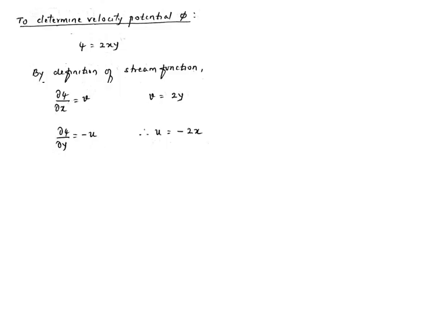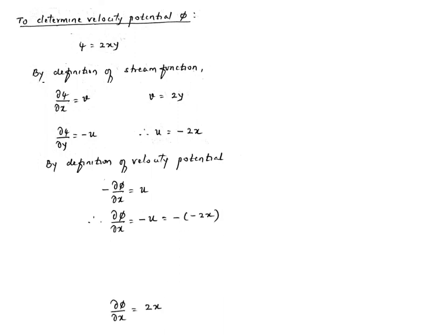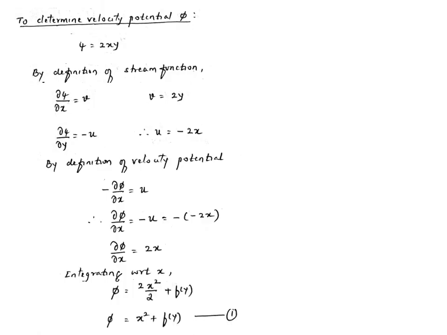So now we know the definitions of velocity potential function. Negative derivative of phi with respect to x is u. So therefore dou phi by dou x will be minus u. So minus of minus 2x will be plus 2x. So dou phi by dou x is 2x. Now you integrate this with respect to x. When you integrate this with respect to x, you will get 2 x square by 2 plus a function of y. So 2 and 2 cancel out, so it will be x square plus a function of y. So this is one equation.